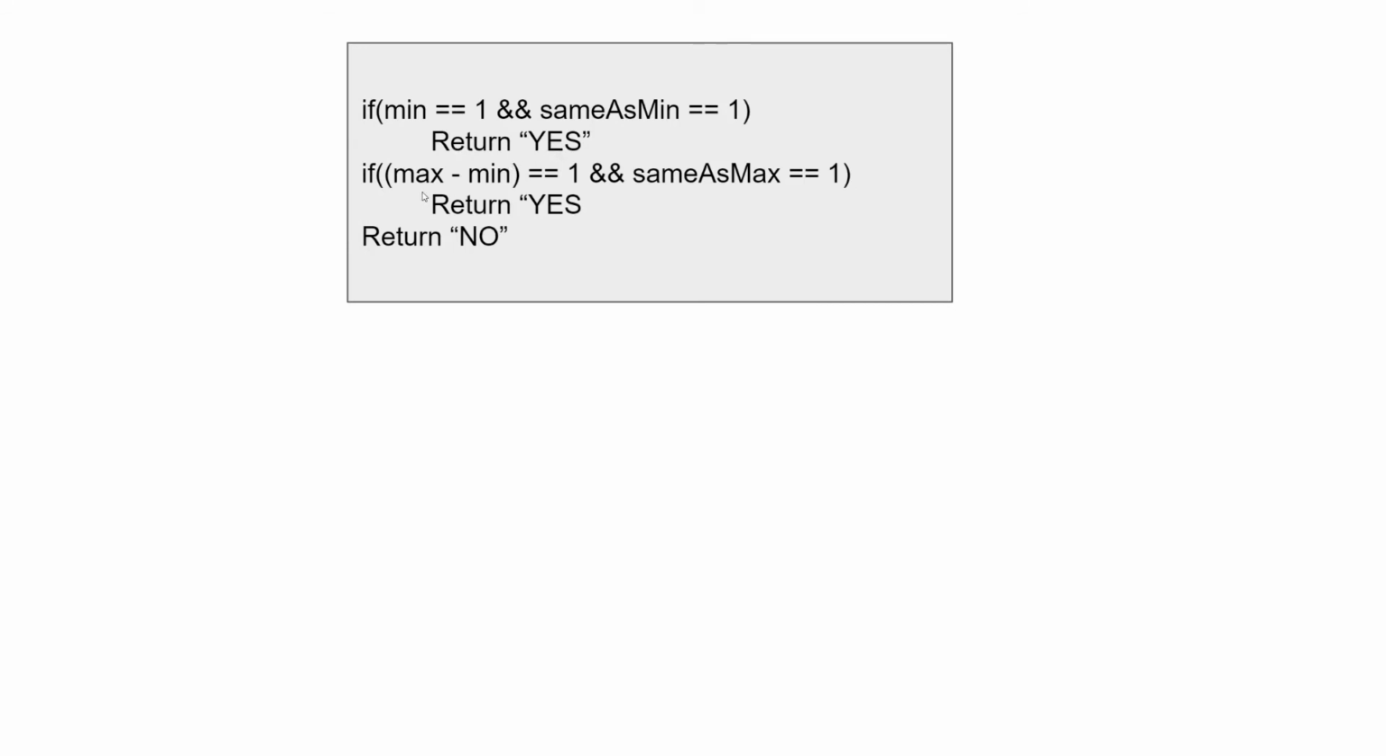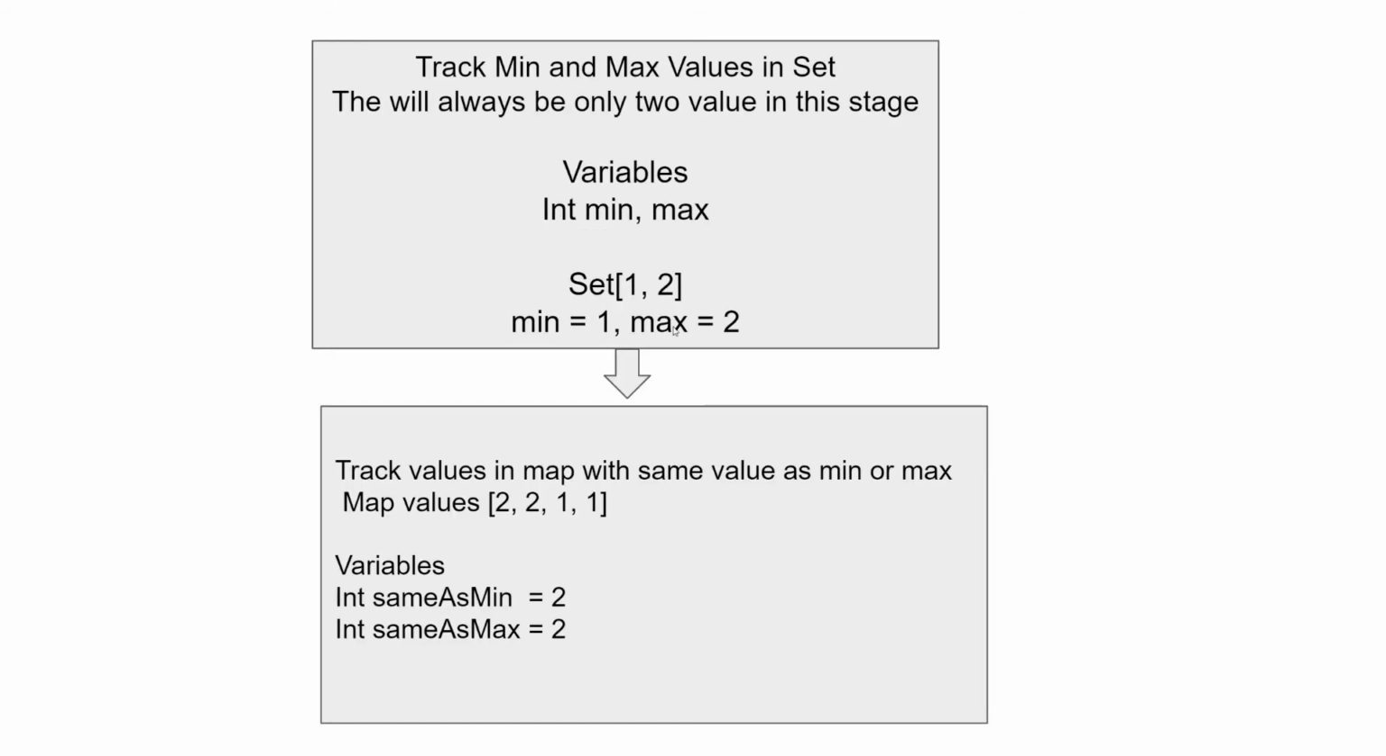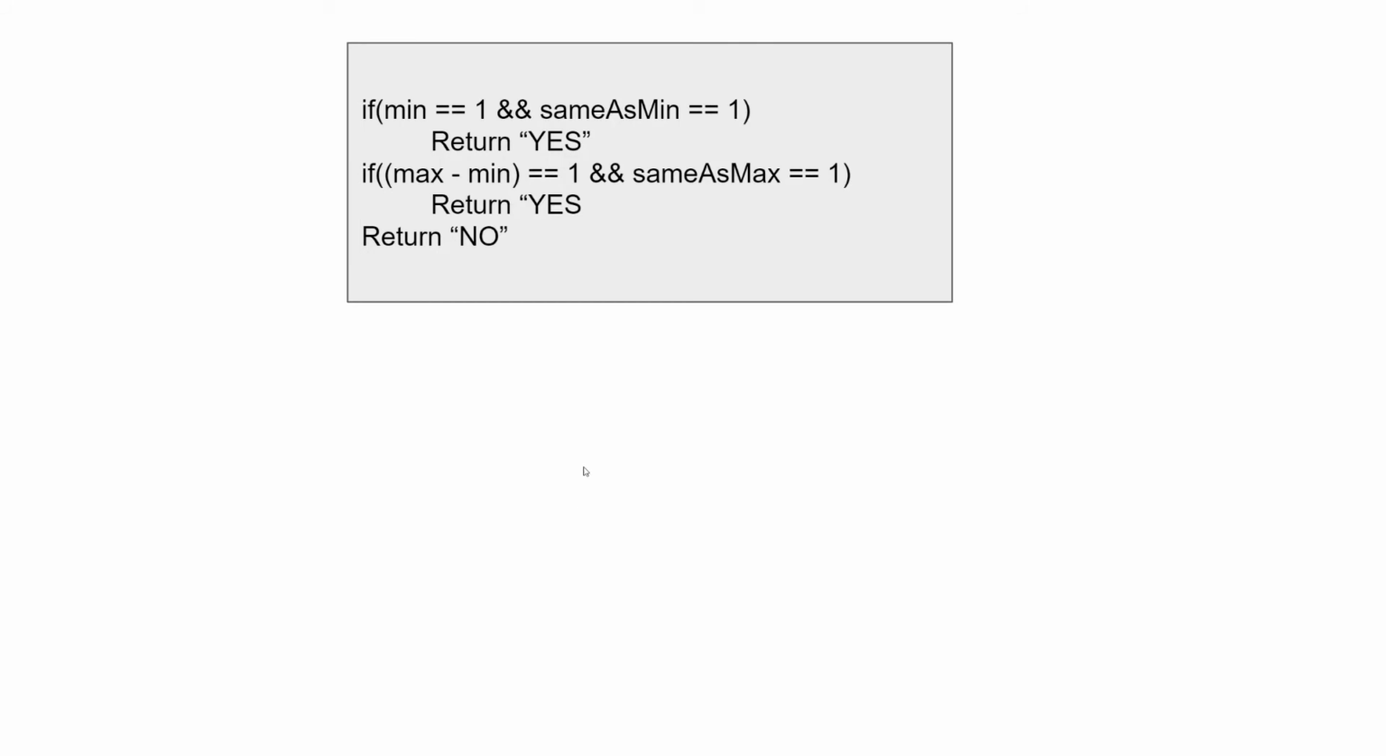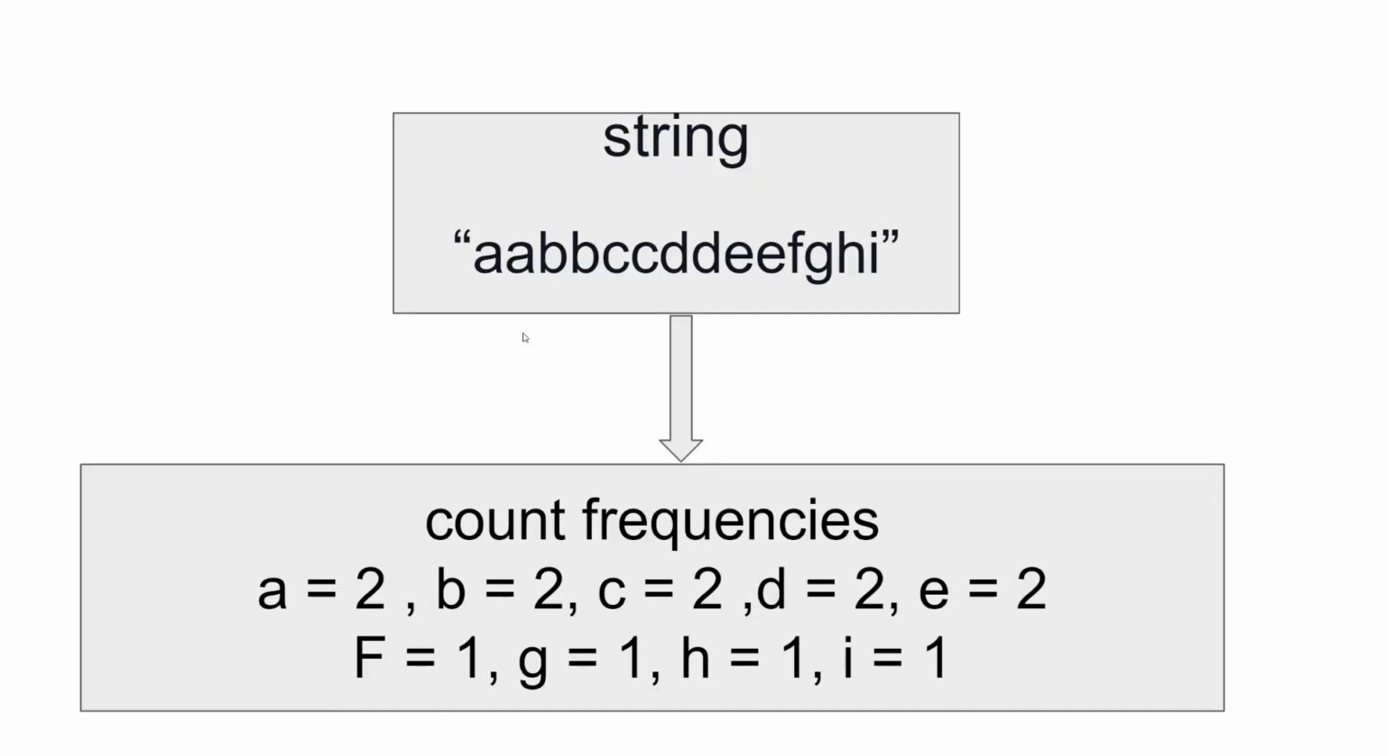Now we check, is max minus min equal to 1? Yes. So max, which is 2, minus min is equal to 1. However, same as max is equal to 2. So in this case, we're going to skip this if statement, and we're going to return the default no. Now let's go to our next input.